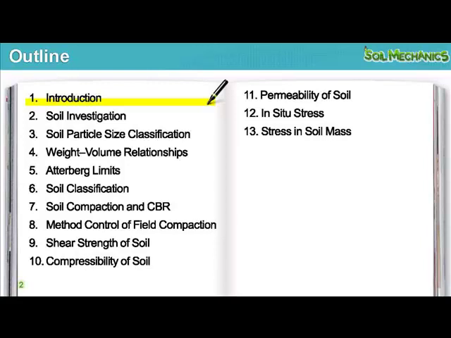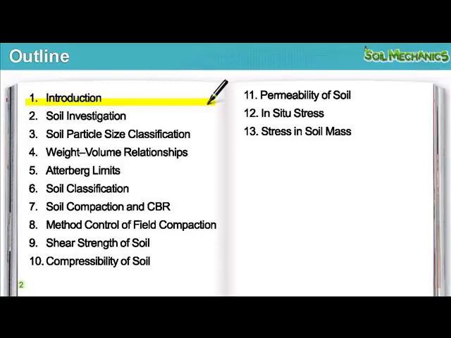For chapter 9, we will learn about shear strength of soil. Shear strength of soil is related to soil cohesion and friction angle of soil. Those parameters are very important, especially for foundation design and retaining wall design. We need to use soil parameters from shear strength of soil, like unconfined compression test or direct shear test.